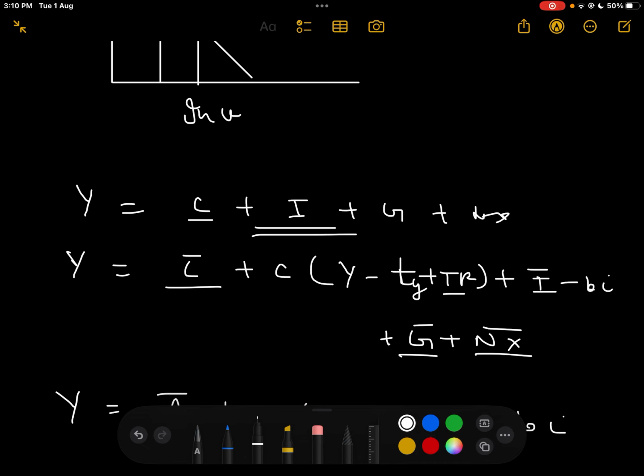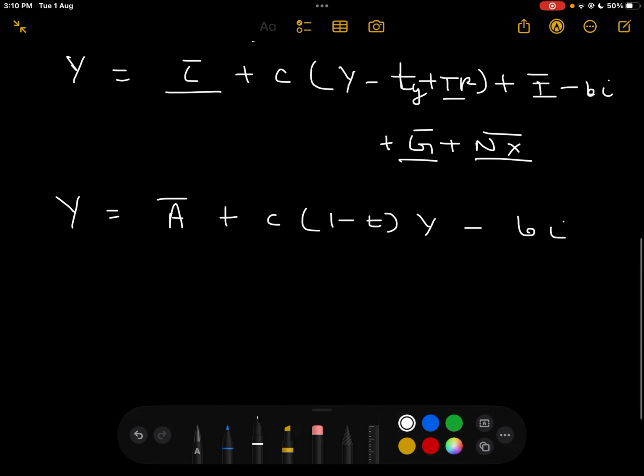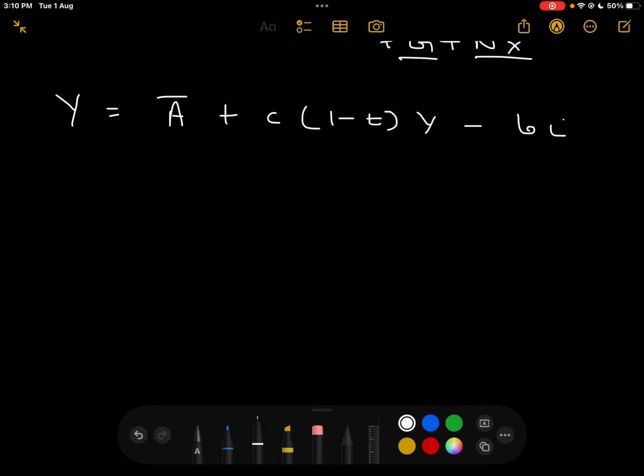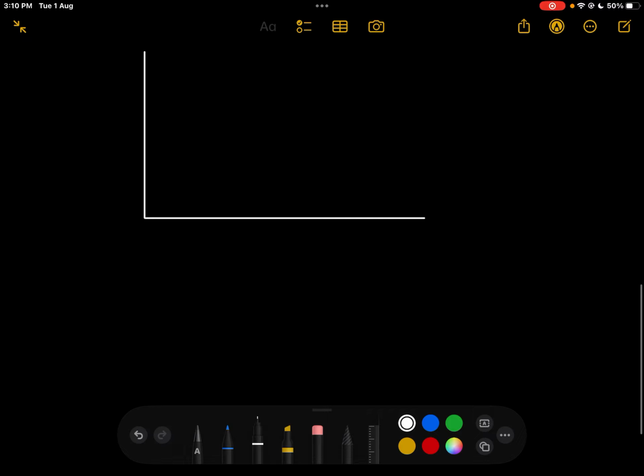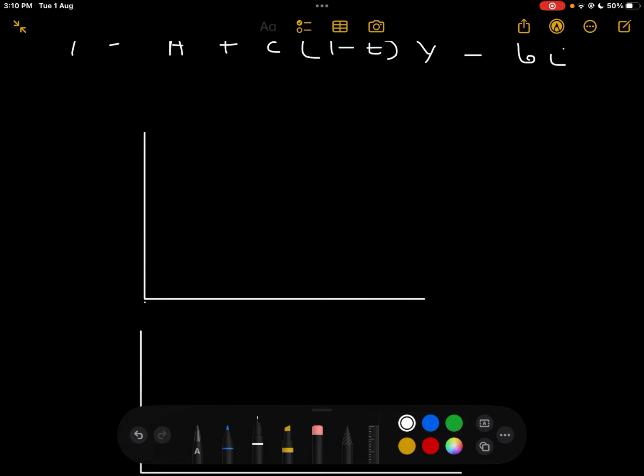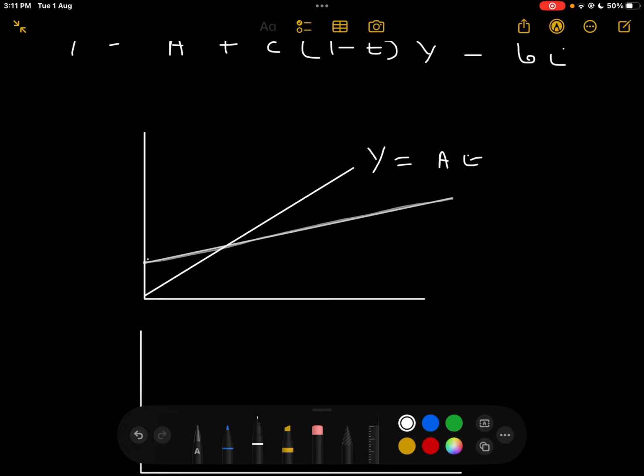Now let us try to derive the IS curve. How do we derive the IS curve in this situation? For the derivation of the IS curve, we are taking two graphs, one below the other. So see, this is our 45-degree line which represents Y equals AE. Now let us consider that initially this was our aggregate expenditure curve.